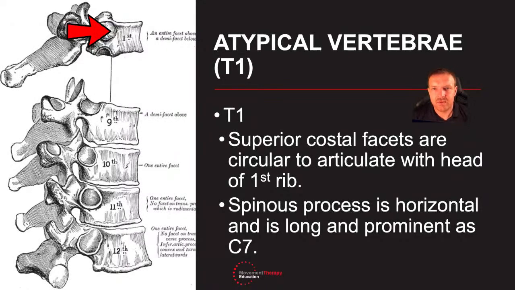The spinous process is horizontal and is long and prominent like C7. When we have a look at the cervicals, we'll talk a little bit more about that. This is a little bit more sticking out rather than sloped downwards, so it's slightly different to some of the others.